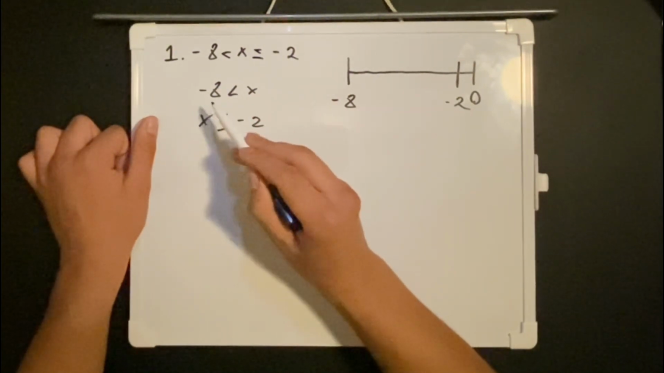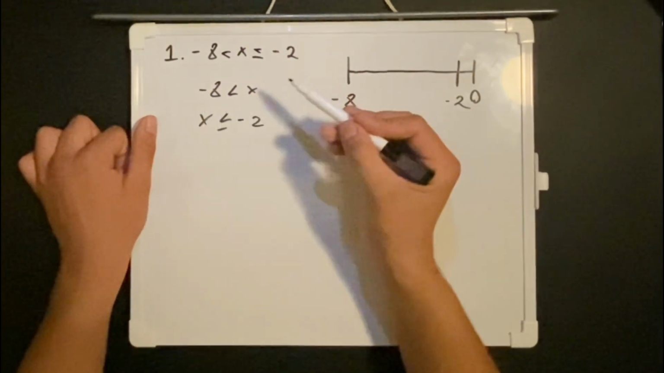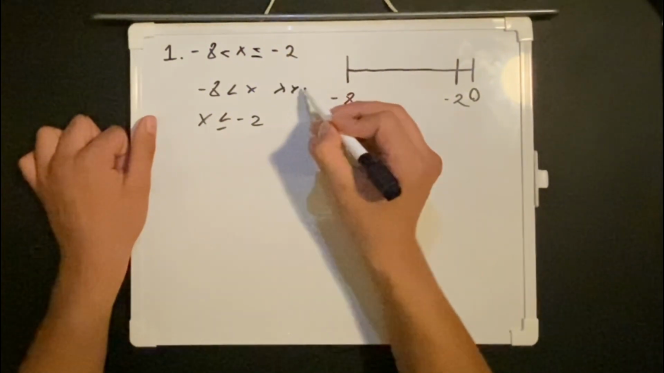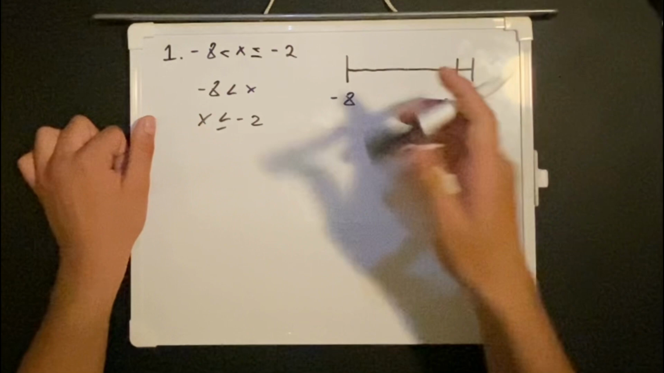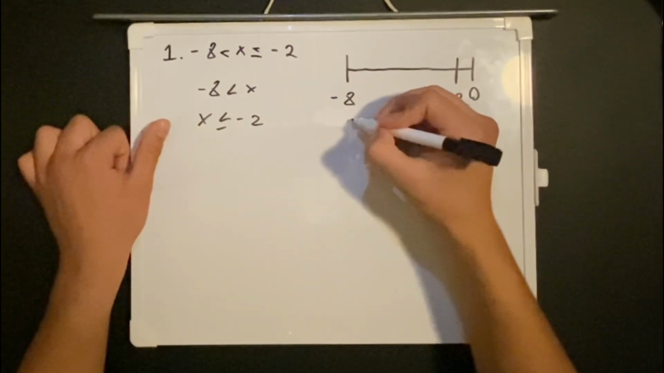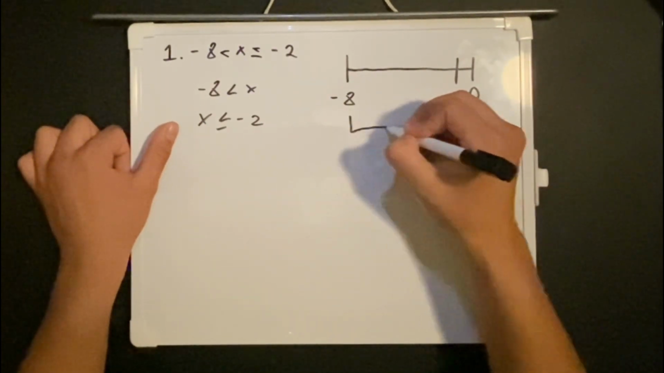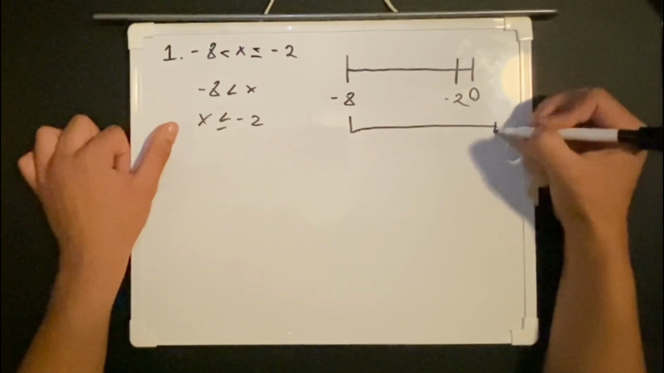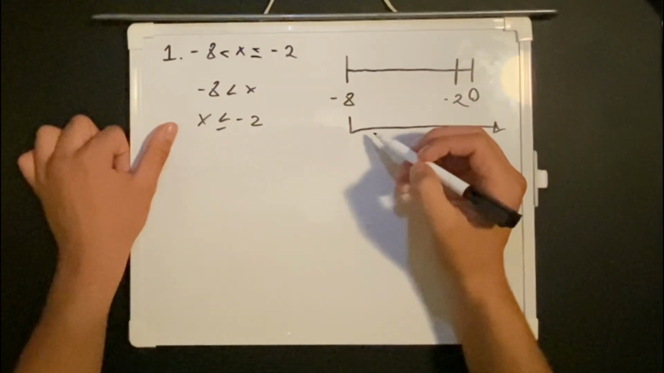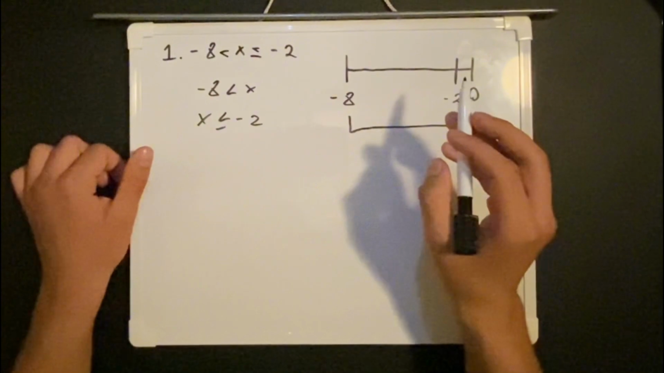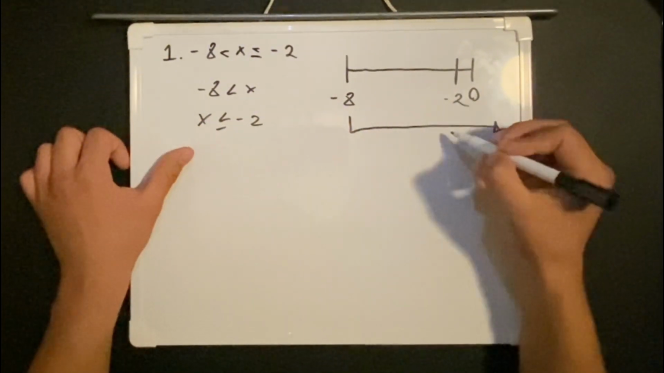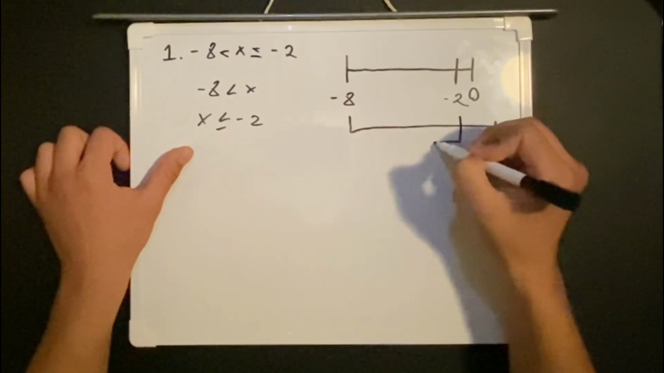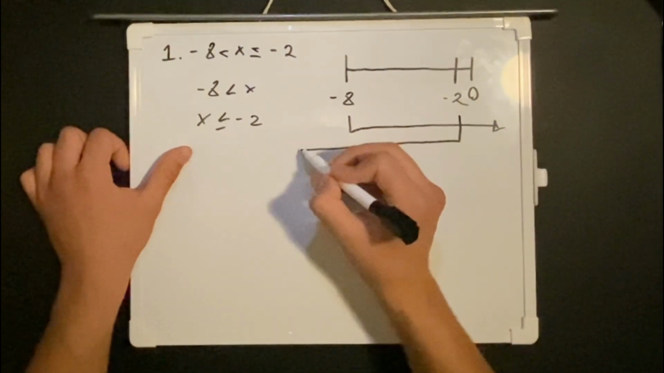We know that -8 is less than X, otherwise known as X is greater than -8, but that can just be something else you write down if you need to. So we know that X is going to be greater than -8, so it's going to be values of -7, -6, and so on. However, we have another condition where X is less than or equal to -2. So we can do the same thing and show all the values that are less than -2.